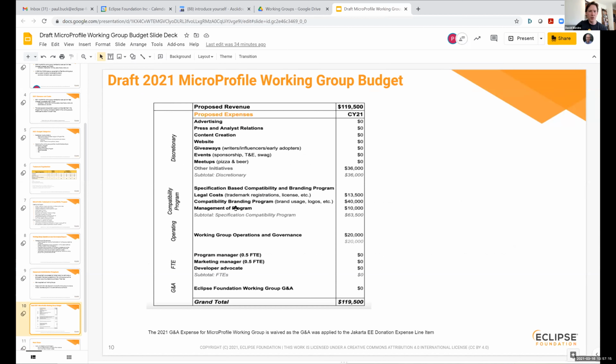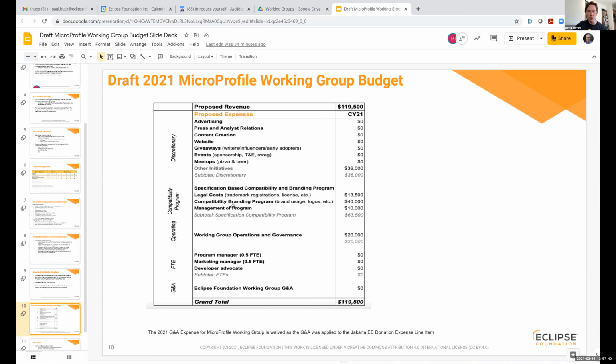So in future budgets, we would expect to have basically 30K of fixed expenses plus 12% G&A. 30K of fixed expenses. Yeah, 20 plus the 10. So the working group governance is 20. The management of the program is 10. Those will recur in our 2022 budgets. Mm-hmm. And then there'll be 12% G&A we didn't see this year, which we will see next year.